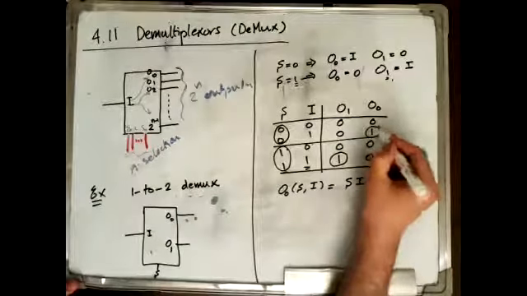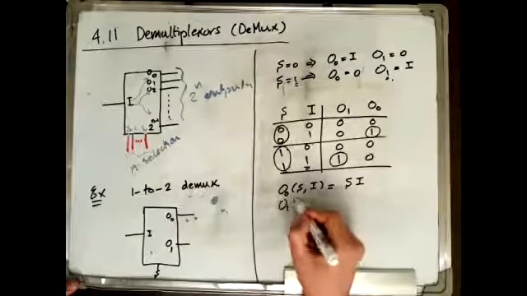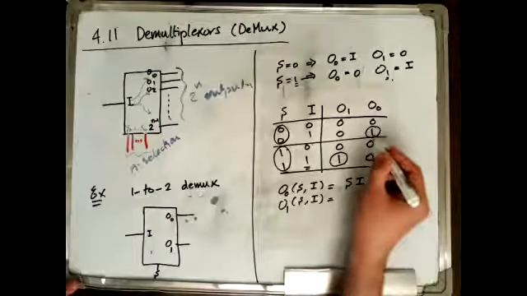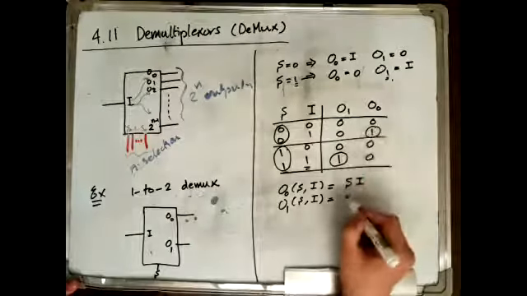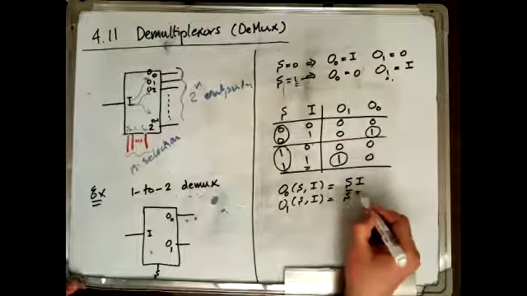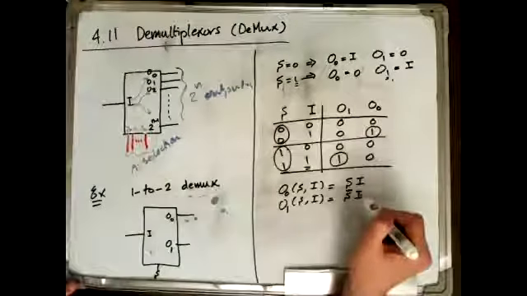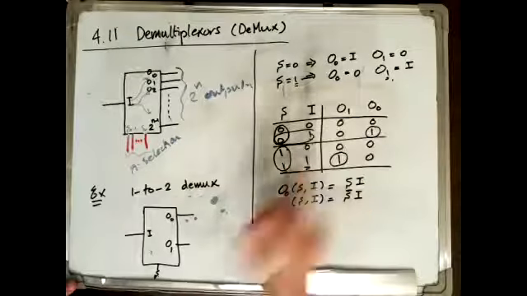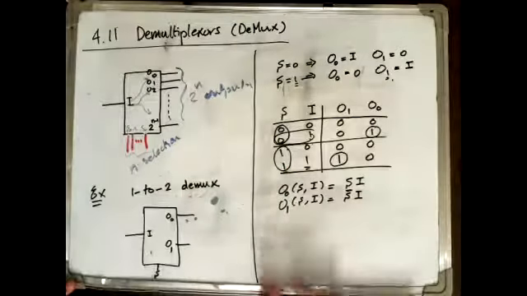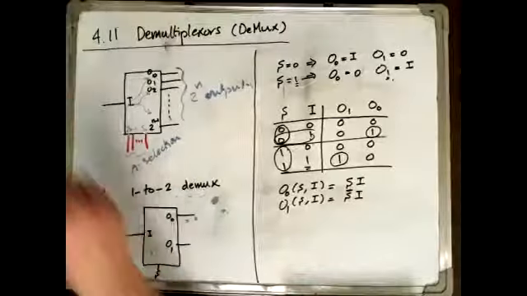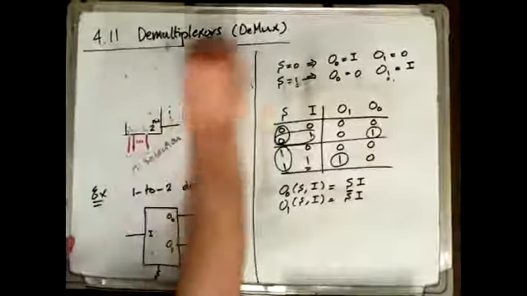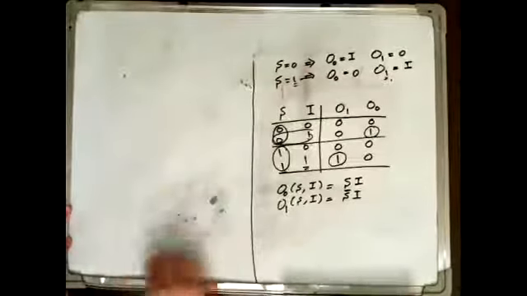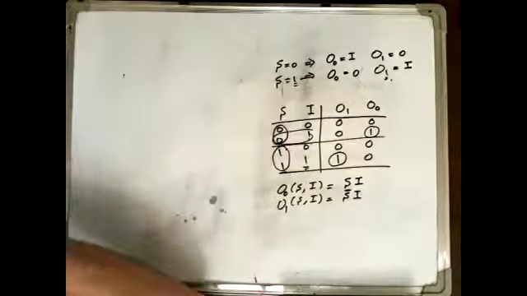Same thing for output 0. There is only one minterm. There is no need to draw a K-map to simplify the function. So what is this? This is minterm 1, which is S bar I. So this is basically the logic expressions for the 1 to 2 Dmux.